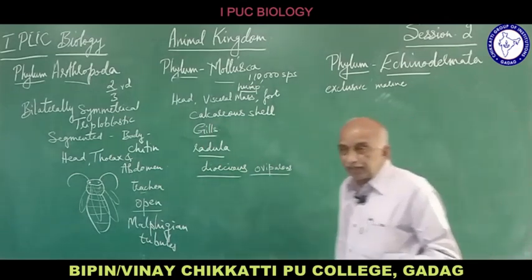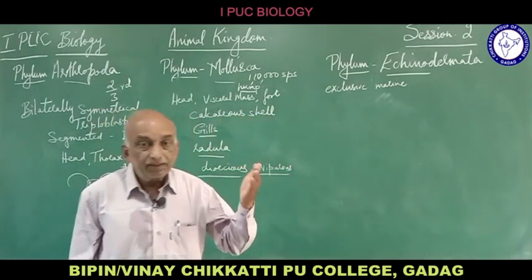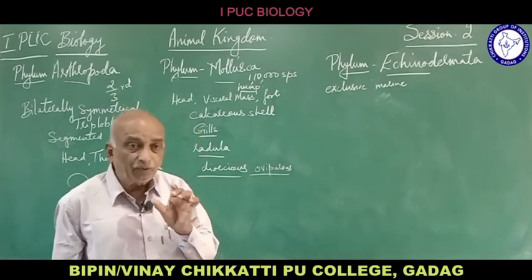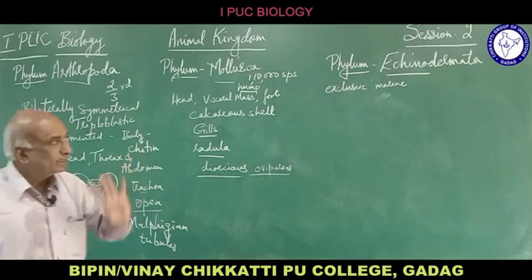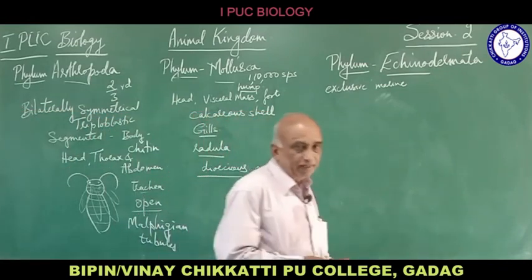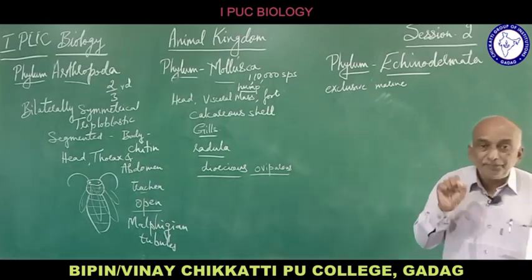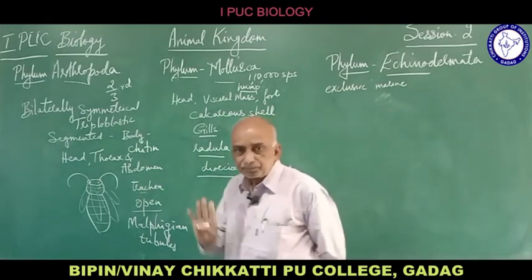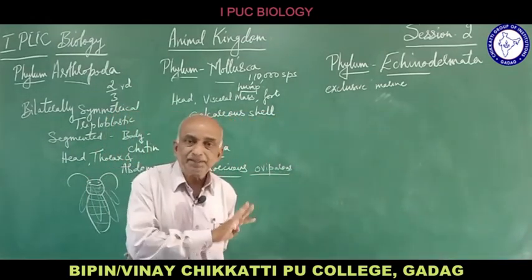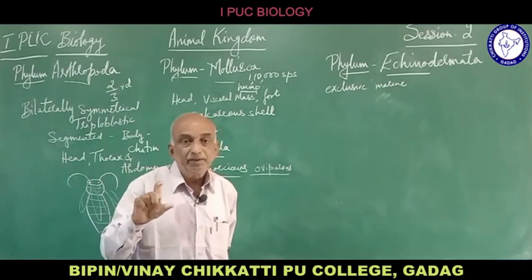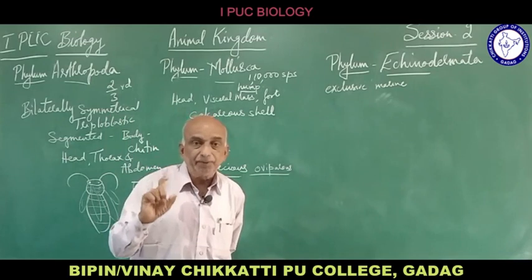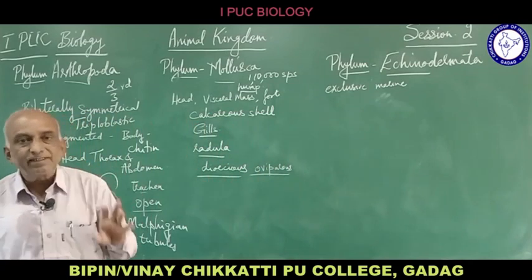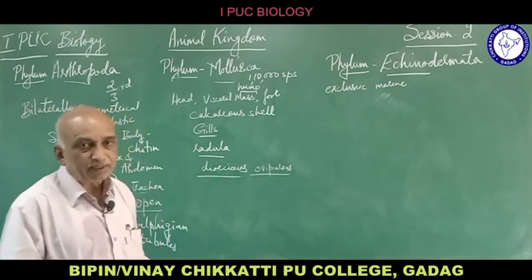In the previous phyla, Ctenophora is also a group which is exclusively marine. And the next, this is the other phylum which is exclusively marine. That means when we want to see a living animal of this group, we have to visit the sea only. However, we can see the examples in our area also, but they are preserved animals. But live, we have to observe them only in the sea. That means they are exclusively marine animals. That is one important character.